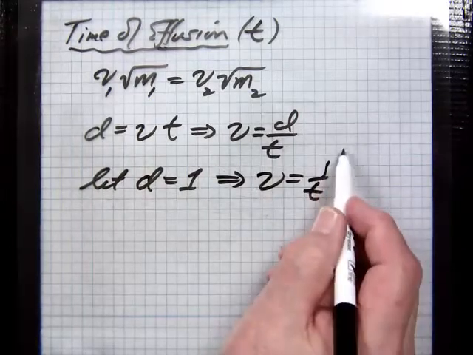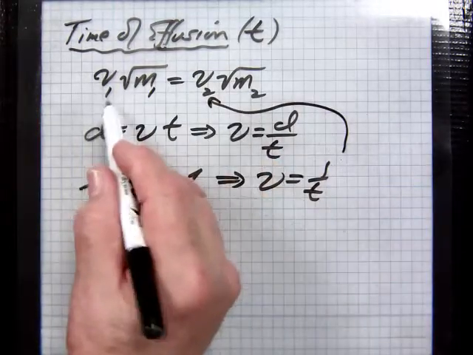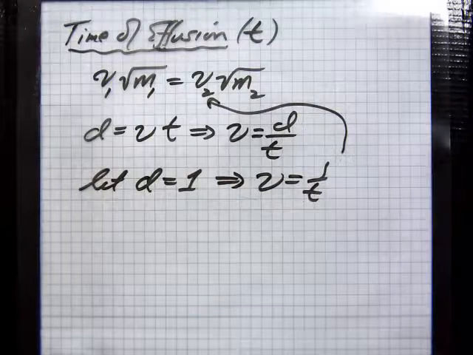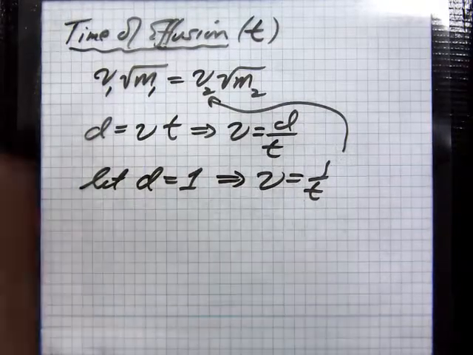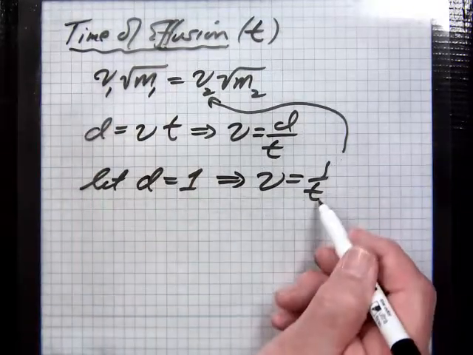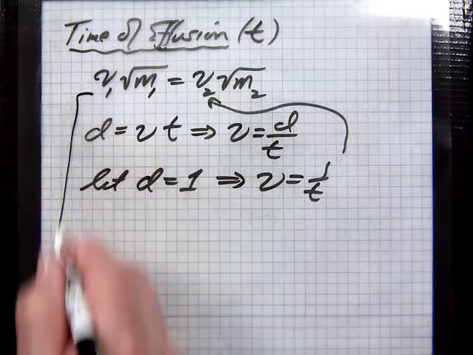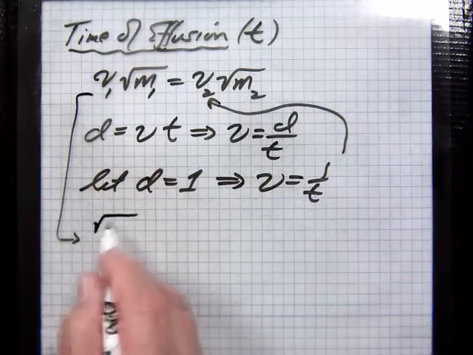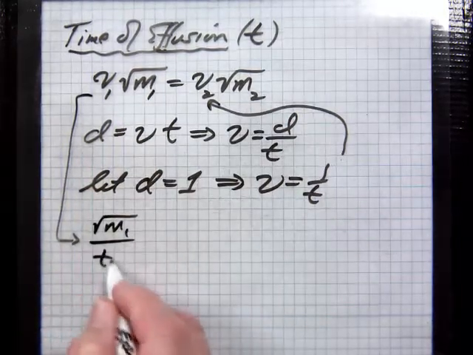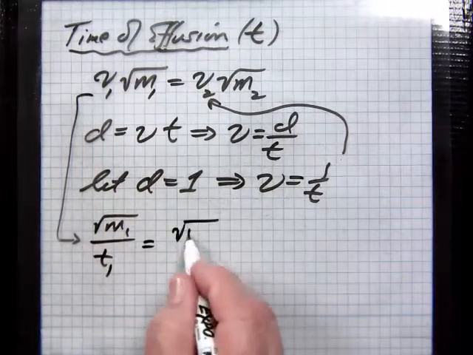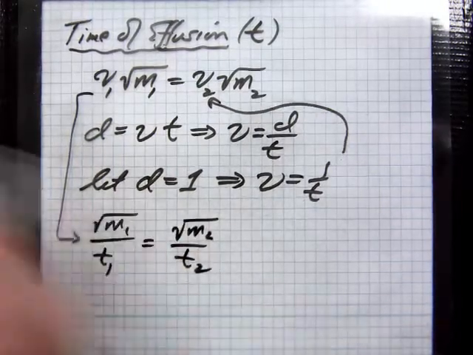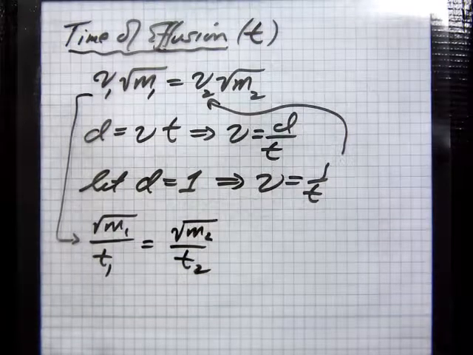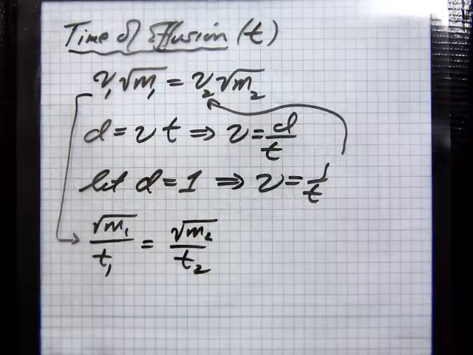And so what we want to do is substitute it for the velocity numbers in the expression. That's all we're doing. So if I have a V1, I'll have a 1 over T1. So then our equation now becomes square root of M1 over T1 equals square root of M2 over T2. So it's an inverse relationship to begin with. The bigger the particle, the slower it's coming out, the longer it's going to take.